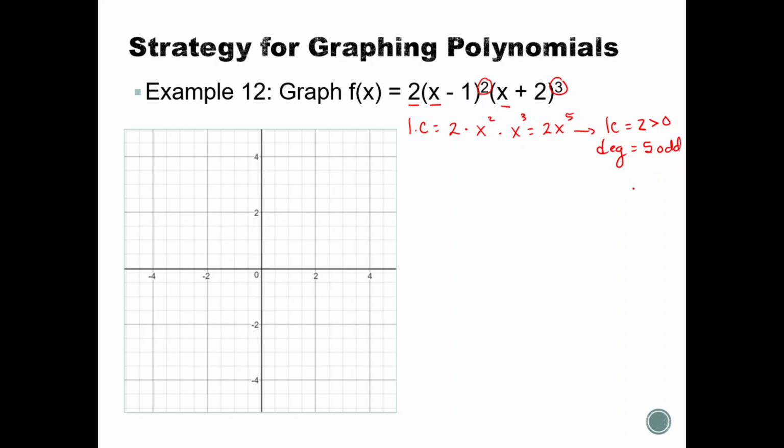That tells me that my function has to go in this direction, okay? As x goes to infinity, f of x goes to infinity. And as x goes to negative infinity, f of x goes to negative infinity. So my arrows on the graph are going to go in this direction. Then I find my roots. So I'm going to set it equal to 0.